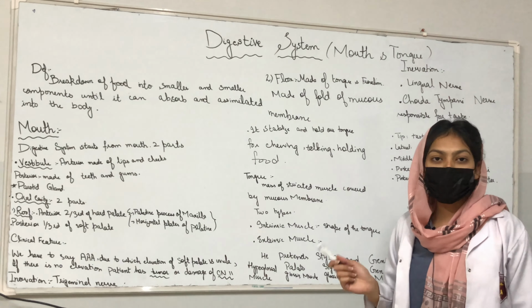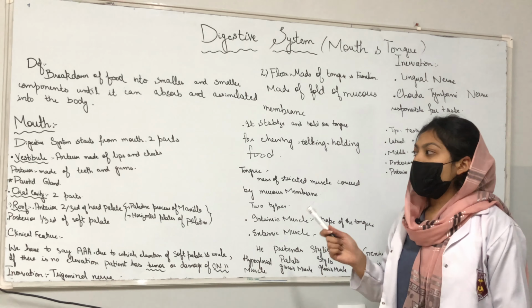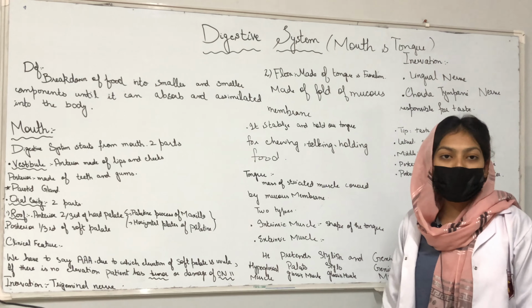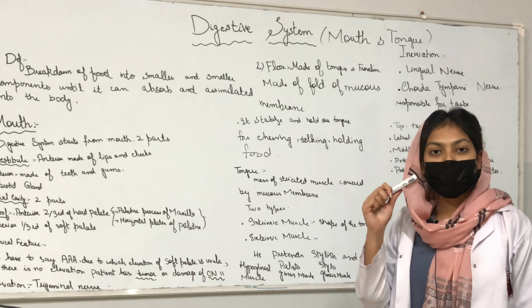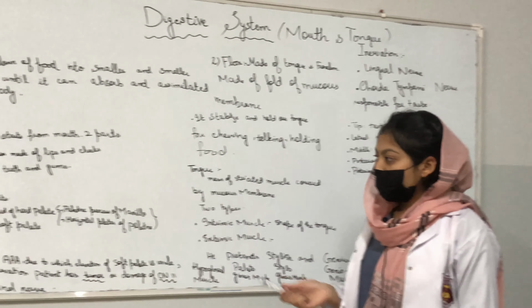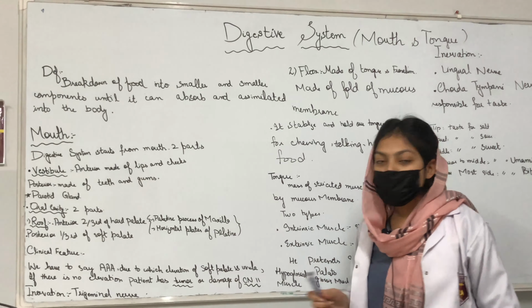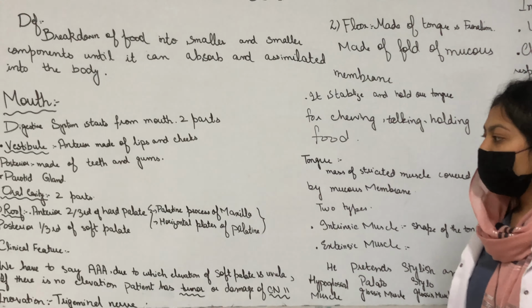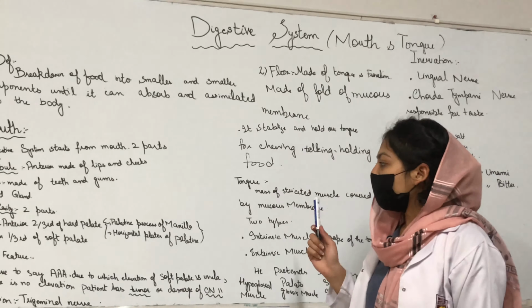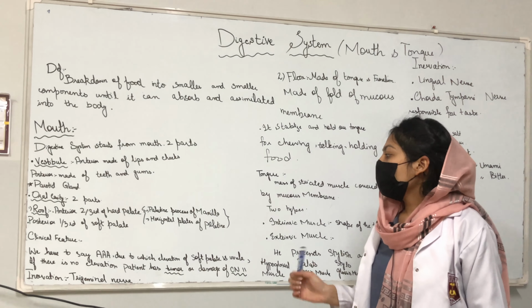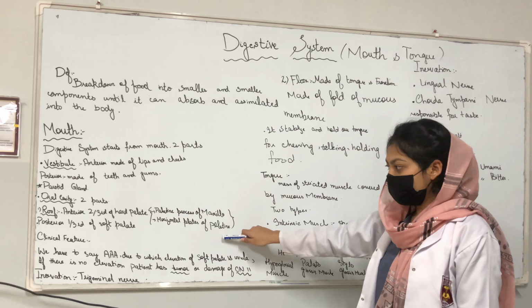Vestibule anteriorly is made up of lips and cheeks, and posteriorly it is made up of teeth and gums. Opposite the second molar tooth, we have a gland called parotid gland papilla. Oral cavity has 2 parts, roof and floor. Roof anterior 2/3 is hard palate. We have palatine process of maxilla, 2 bones, and horizontal plates of palatine.